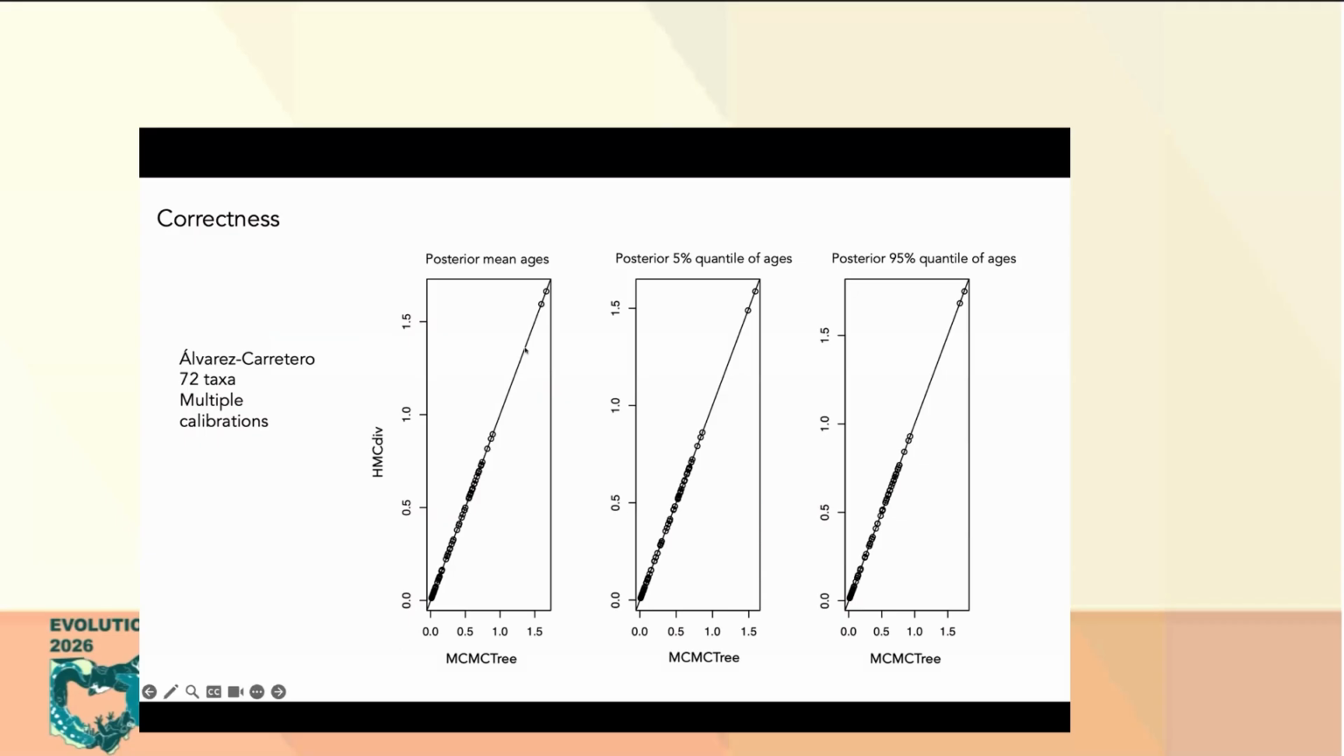So this is the node ages plotted against each other for those estimated for HMC-Div and MCMC-Tree. This is the posterior means, and then we looked at the 95 and 5% quantiles. This just shows that using the two programs, we are getting the same values estimated for our node ages, and similarly we get the same for the rates. So yeah, this was good.